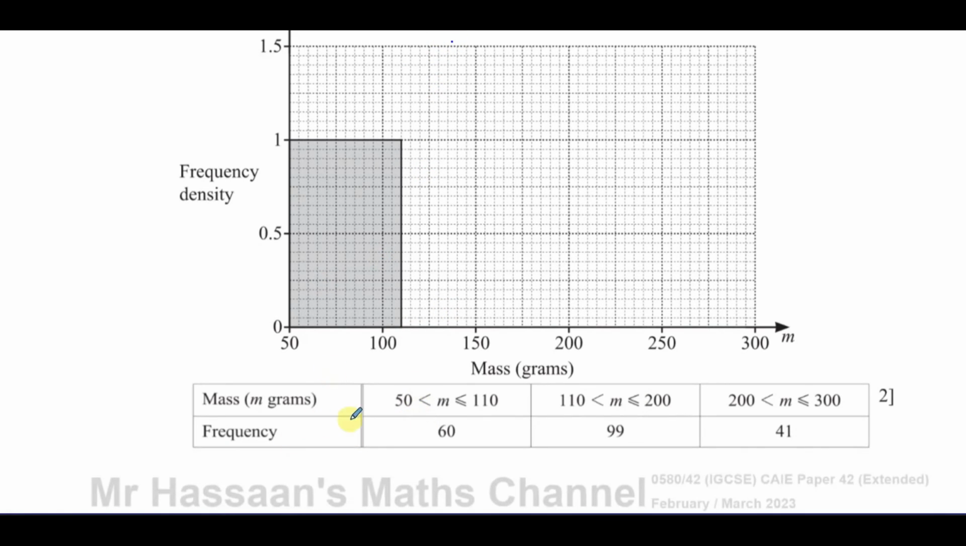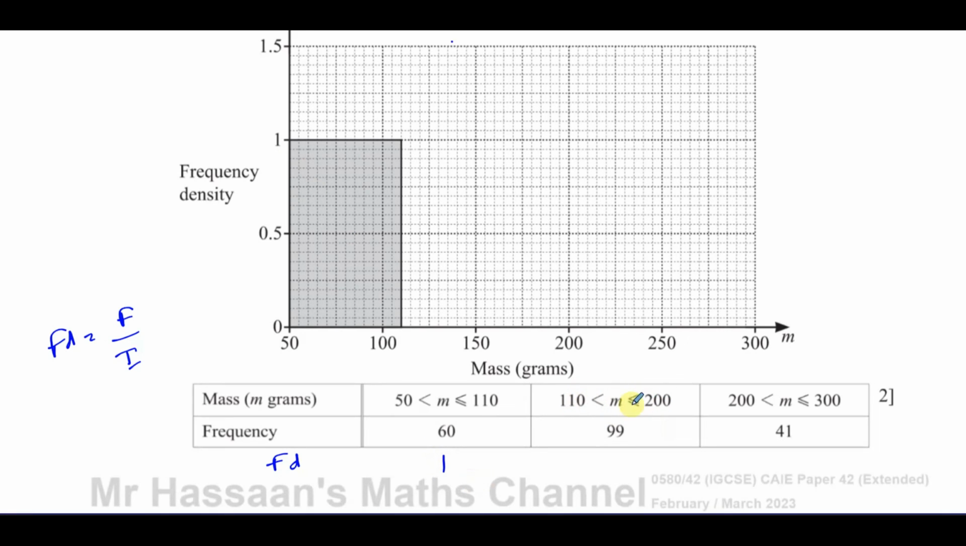We have to complete this histogram from this table. So the first bar has been drawn. We can see it's from 50 to 110, and it goes up to a frequency density of 1. Frequency density is the frequency divided by the interval. So here we see 60 divided by 60, which is 1. That's why that goes up to 1.